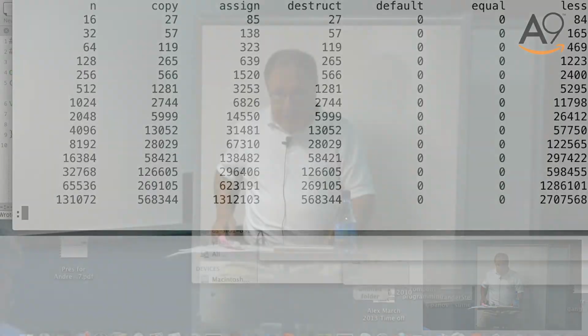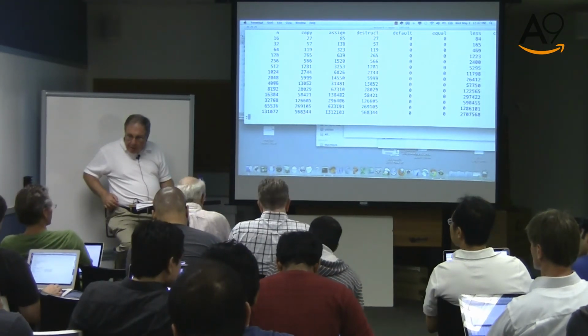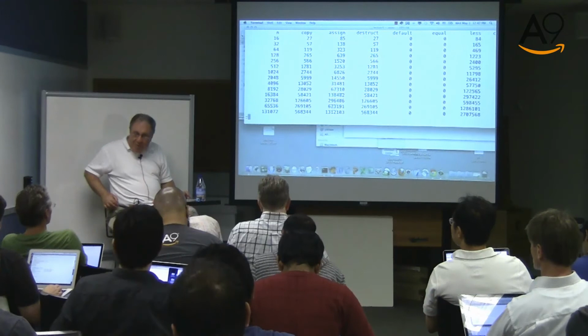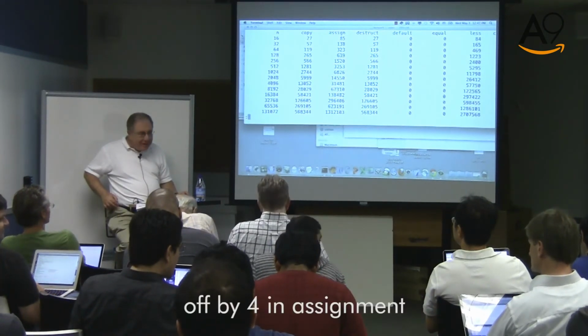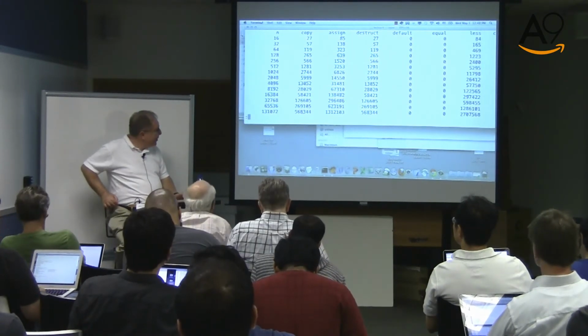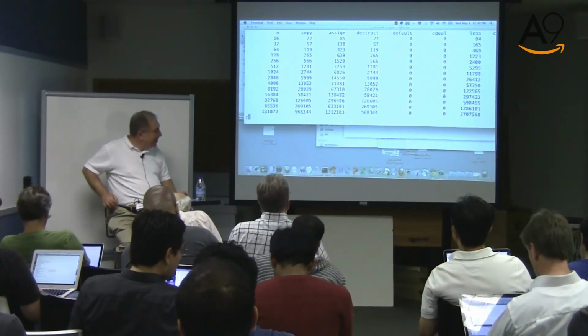So the same numbers? I'm off by 1 in copy. How could we be off by 1? Well, I don't have your instrumented version. And you're off only by 1. That's very interesting. That might be my bug. Off by 4 in assignment. Off by 3 in less. And 1 in destruct. Guys, that's a great mystery. We have to find out.